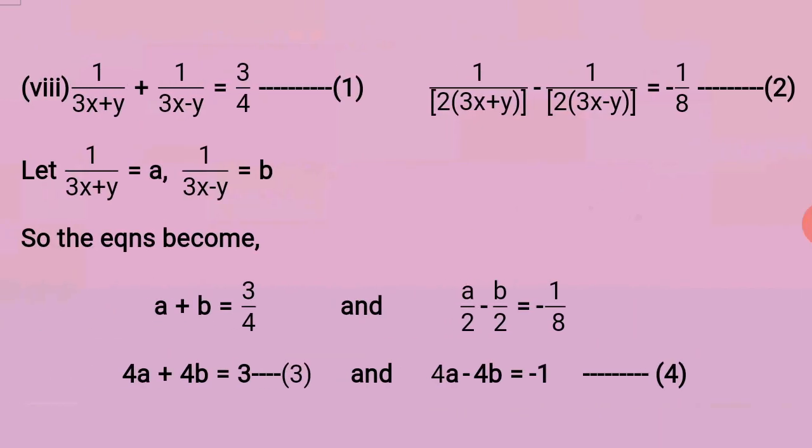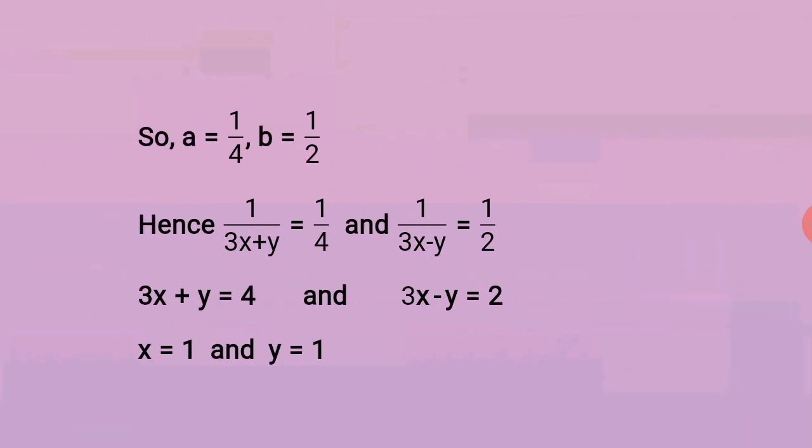The last sub question here, herein we are substituting 1 upon 3x plus y equal to a and 1 upon 3x minus y equal to b. With the substitution, you get equation 3 and 4. Finally, you get the value of a, b and x, y. Solve it and give it a try.